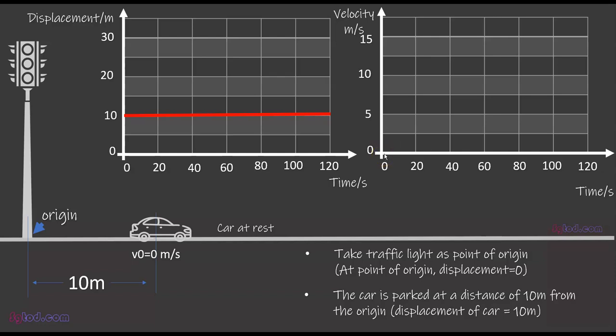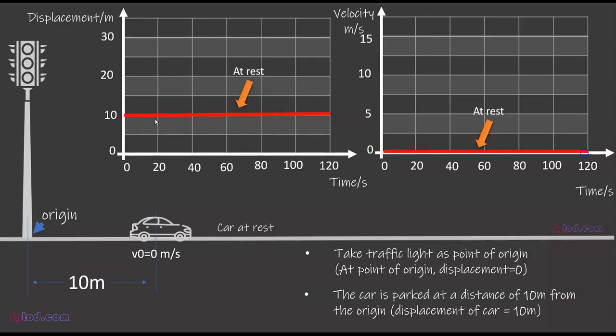Similarly, if we plot its velocity for each second, its velocity remains 0 throughout the entire 120 seconds. So it will also be another horizontal straight line, but it sits on the x-axis. Hence, when you see on a displacement time graph a horizontal straight line, it means that the object is at rest, not moving. Its displacement from the origin remains unchanged.